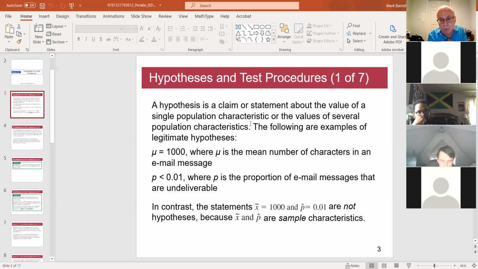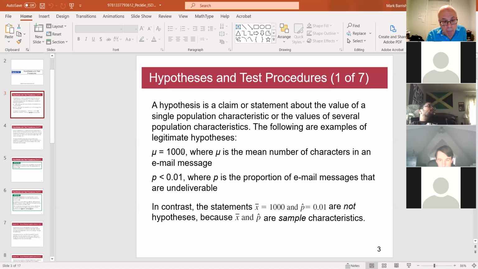So the claim is always about the population. We're making a claim about it. We're guessing. It's a hypothesis. All right. So we might feel like the population mean is 1,000, or the population proportion is less than 0.01. Whatever it might be. It is a statement, and we express it in symbols. And that's actually what is required for this course, is to express everything with symbols. All right. So we have mu and p.